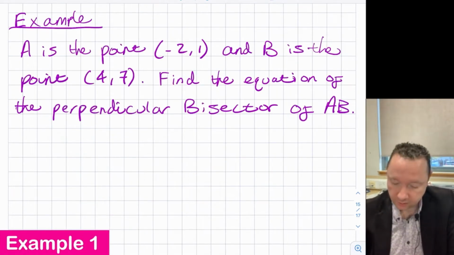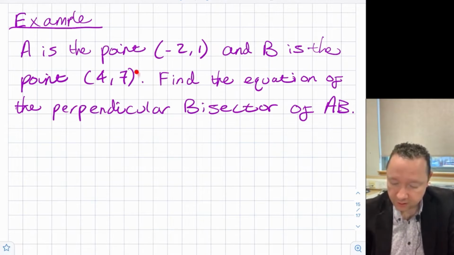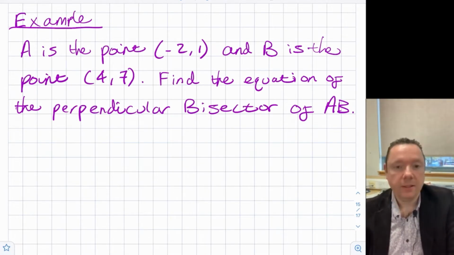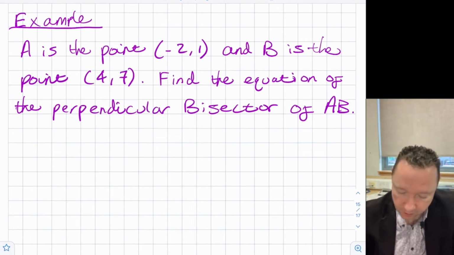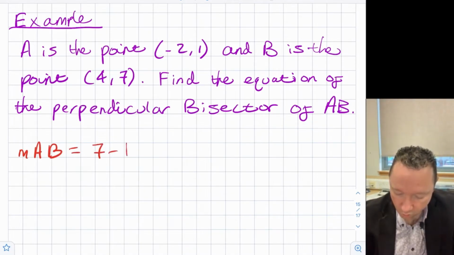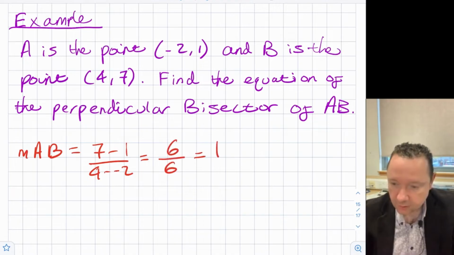A is the point -2, 1. B is the point 4, 7. Find the equation of the perpendicular bisector of AB. So step 1, we're going to have to find the gradient of AB. So our gradient of AB, very easy, is 7 minus 1 over 4 minus minus 2. That's 6 over 6, which is 1.